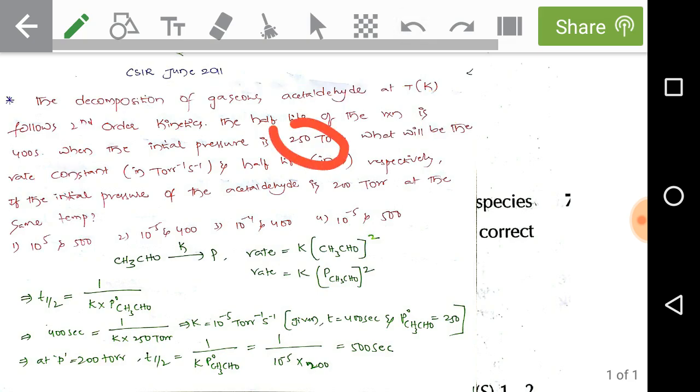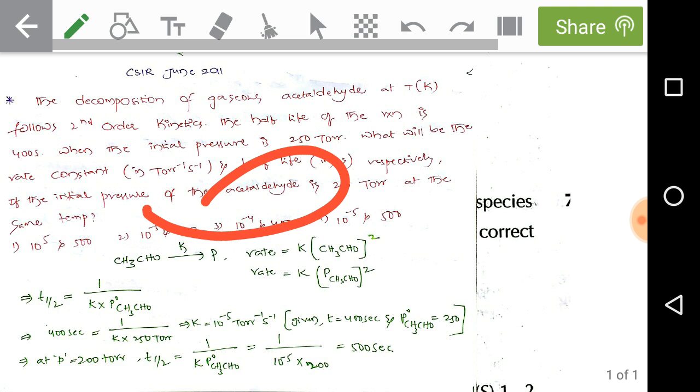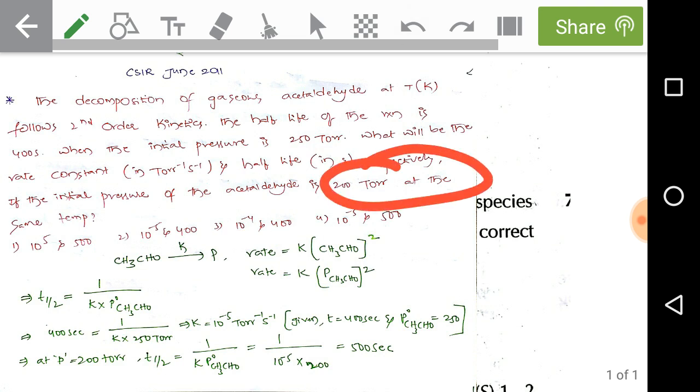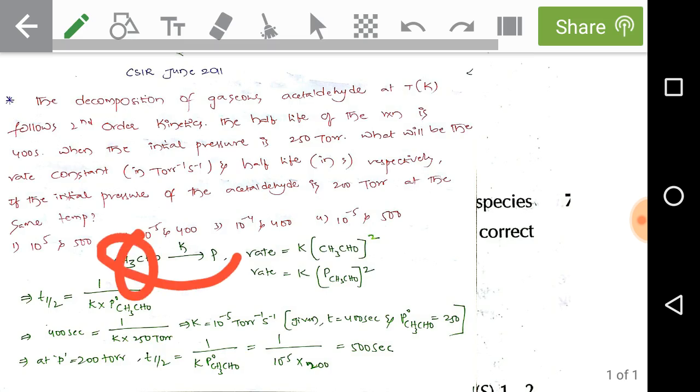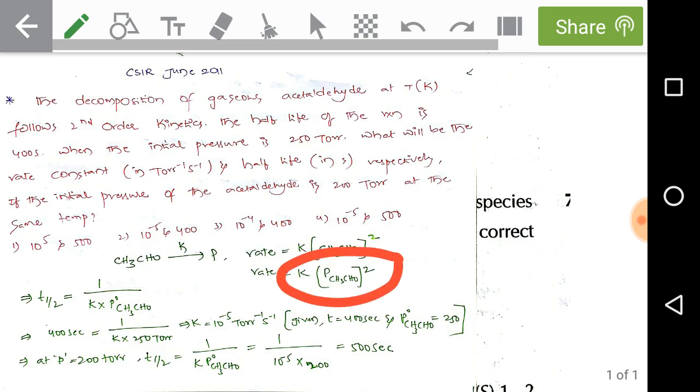What will be the rate constant in torr per second and half-life time in seconds respectively if the initial pressure of the acetaldehyde is 200 torr at the same temperature? Now just look here, acetaldehyde producing product with rate constant K, and here the gaseous acetaldehyde, that's why the rate is taken in the expression of K into the square of partial pressure of acetaldehyde.